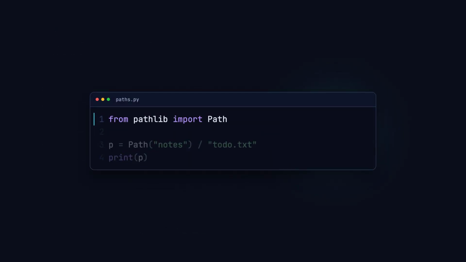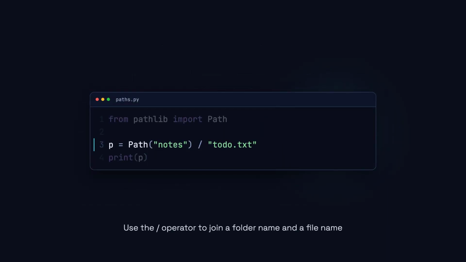We start by importing Path from pathlib. This is a standard library module, so nothing needs to be installed. On line 3, we create a path for the notes folder, then use the / operator to join it with the file name todo.txt. Python builds the correct path for your operating system automatically.